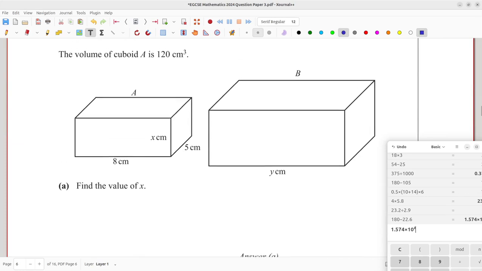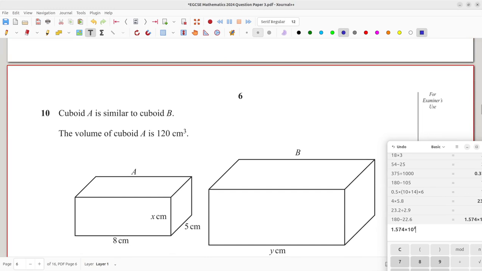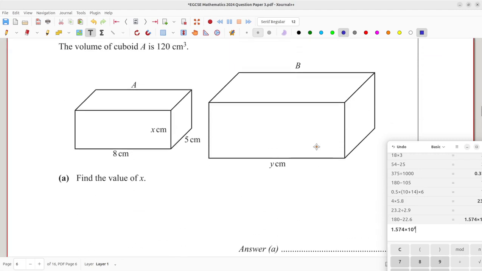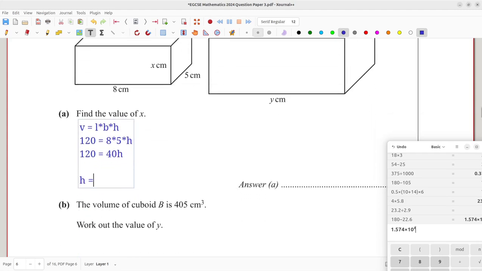You're already in question 10. The cuboid A is similar to cuboid B. The volume of cuboid A is 120, and you are required to find the value of x. The volume of a rectangular cuboid is equal to length times breadth times height. So 120 is equal to the length 8, breadth 5, and height h, so 120 is equal to 8 times 5, that's 40, times h. Divide by 40 both sides, then your h is equal to 3.